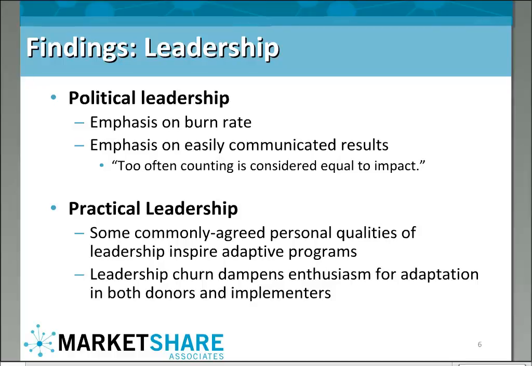And so there's some common agreement about these personal qualities, but there's another huge constraint from the political leadership, and that is the churn, the 2 to 4 year churn through a series of key positions that tends to dampen enthusiasm for adaptation, because one can never know what the next leader is going to expect, right? So this happens at the donor level, particularly in country missions, and it happens at the program level in program leadership positions, and then in the supervisors of the leaders of programs.